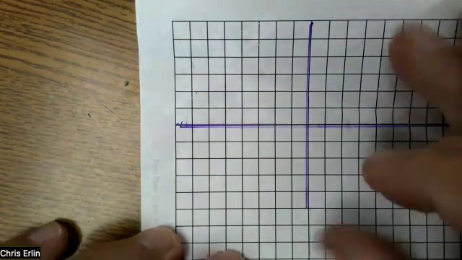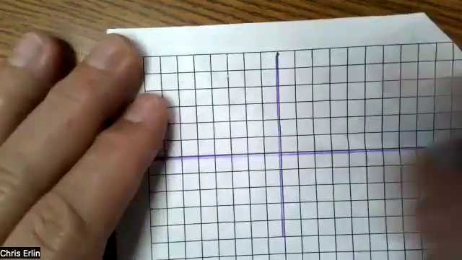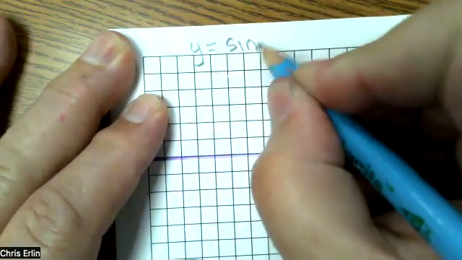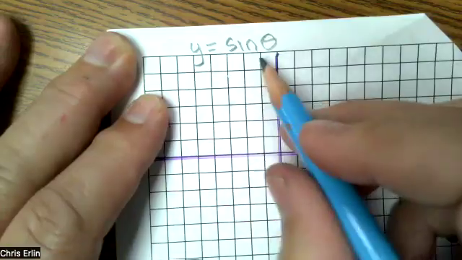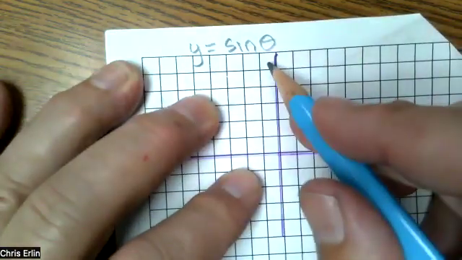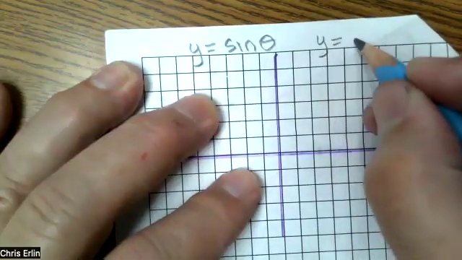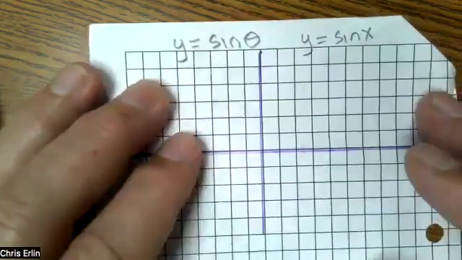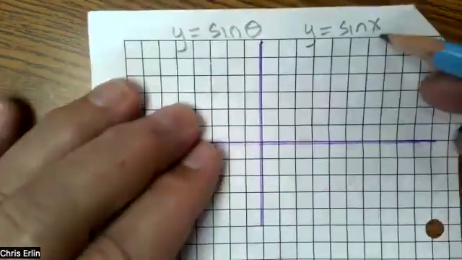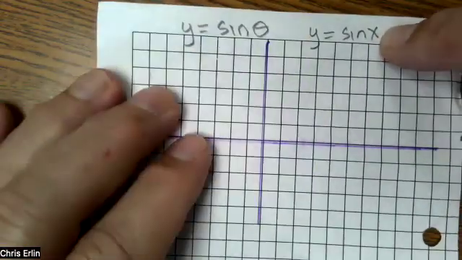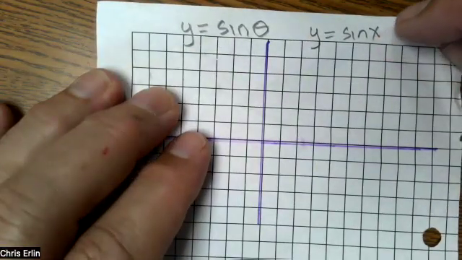This is Mr. Erlin. We are going to be graphing sine and cosine today. And I think it's important to think about it in a special way. So first of all, it could be y equals sine of theta. It could be y equals sine of x. Theta is just another variable. It's often used for angular measures, but oftentimes in pre-calculus and trigonometry, we will use x continually, especially if it's radians.